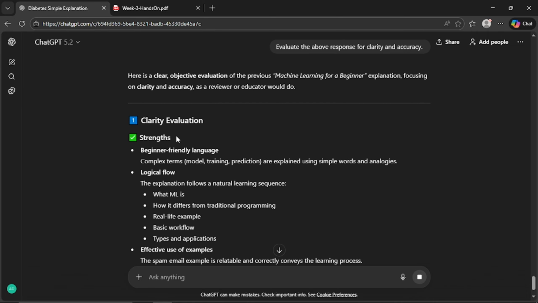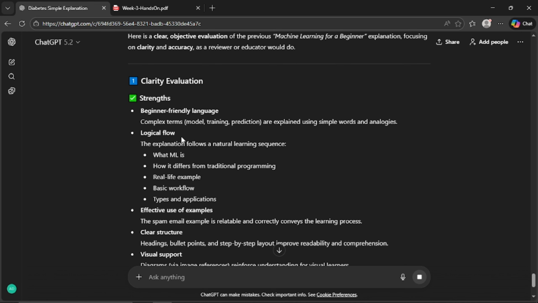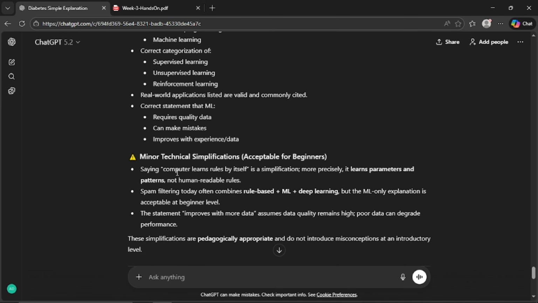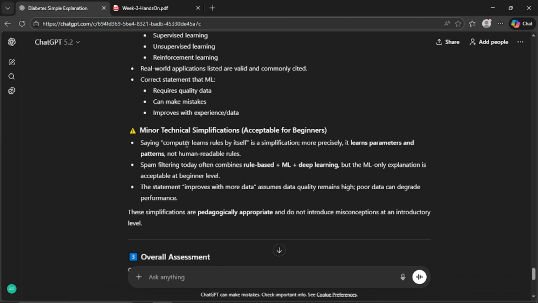So it gives me the clarity evaluation. Strength is good. Okay. Minor clarity limitations. The term model is used but not explicitly defined as a mathematical or statistical representation learned from data. So these are a few of the drawbacks it also gives us. And then accuracy, minor technical specification.